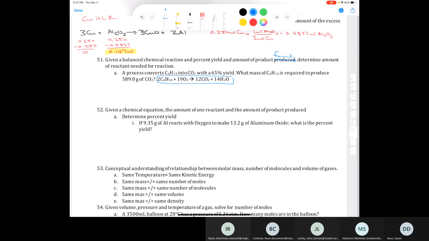Okay, so if we're proceeding with a 65% yield, this is our actual yield.